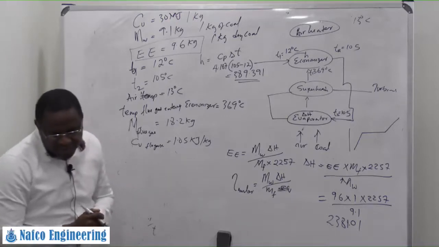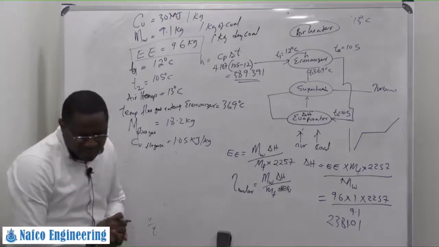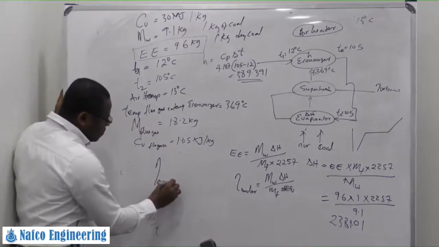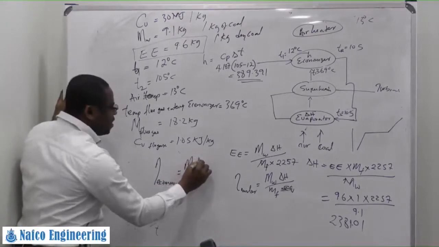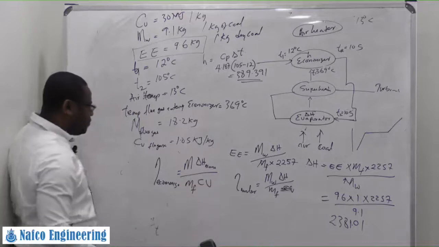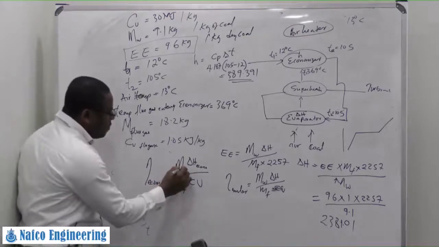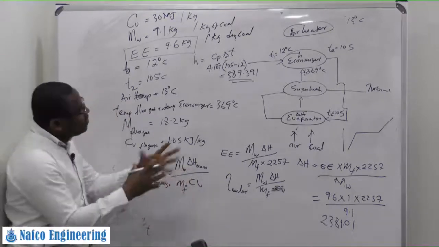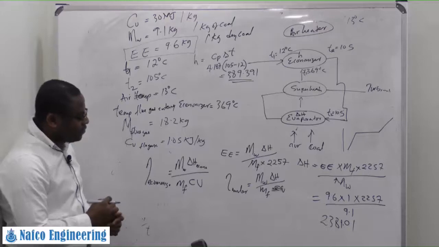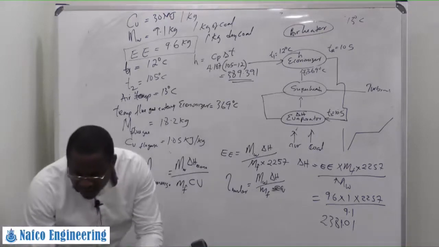But the question is to calculate the efficiency of that economizer alone. So efficiency of the economizer is M delta H, but this is delta H for the economizer, divided by MF CV. So this is just for the economizer alone. It will be M of the water or the steam by the enthalpy which we have calculated, the enthalpy of the economizer, and divided by MF CV.